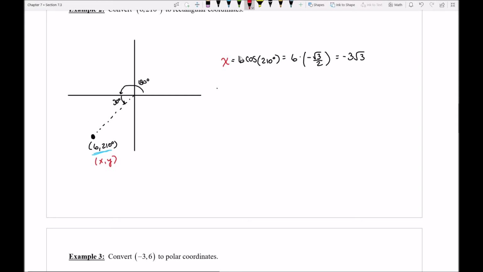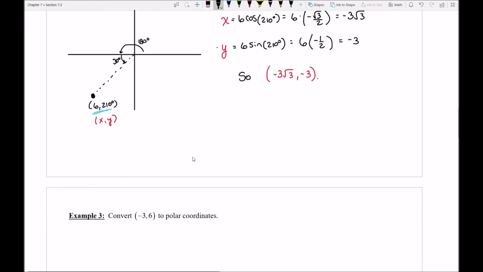If I set up now what I would need for my y coordinate, I'm going to have 6 times the sine of 210 degrees. This is going to be equal to 6 times negative a half, and so I get negative 3. So my rectangular coordinates end up being negative 3 root 3, comma, negative 3. So converting points like this should be extremely simple.